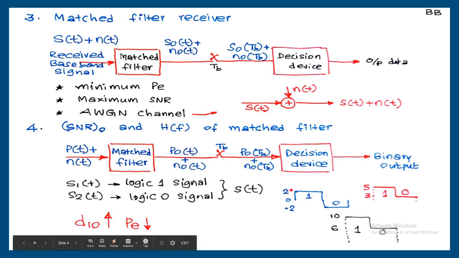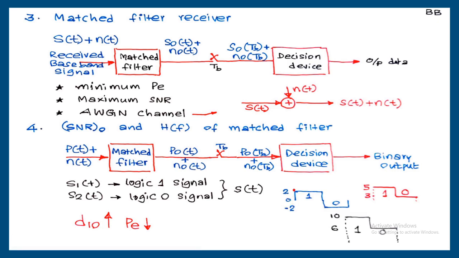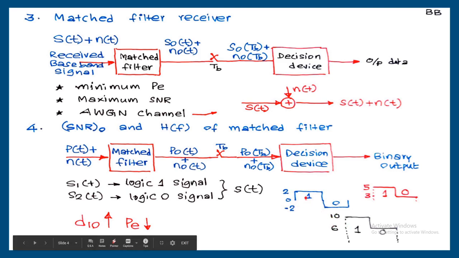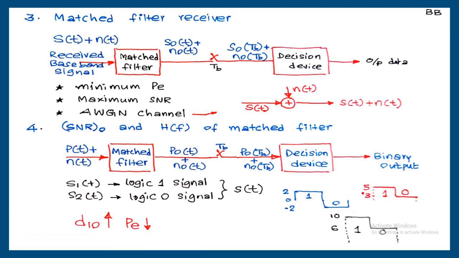If the difference is more, probability of error is less. Here the difference is only 2 volt, but here the difference is 4 volt. Here also the difference is 4 volt. So that is why the performance of these two is the same. And this is going to give more probability of error because the difference is only 2 volt. So probability of error will be less if the difference is more.